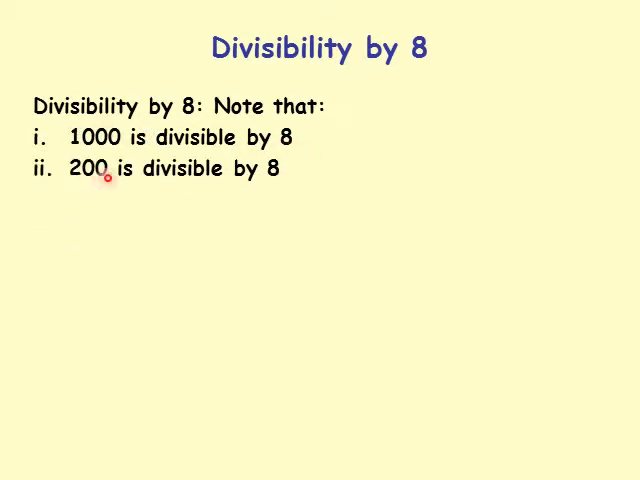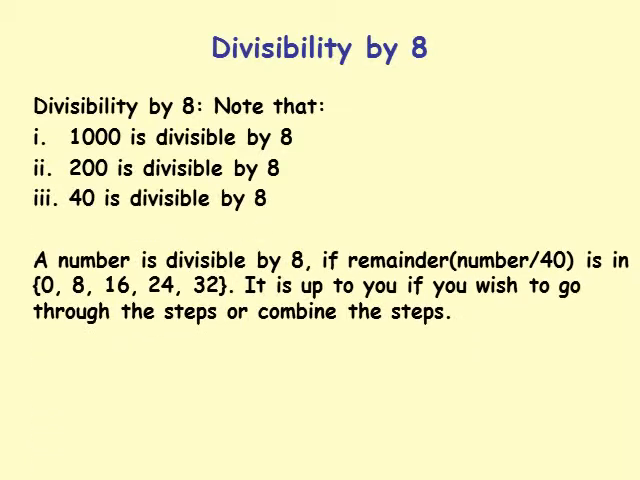Let's see what happens. 200 is divisible by 8. 40 is divisible by 8. So we're going to use this information, that 1000 is divisible by 8, 200 is divisible by 8, 40 is divisible by 8, and then let's see what happens. A number is divisible by 8 if the last remainder of the number divided by 40 is in 0, 8, 16, 24, 32. And it's up to you if you wish to go through the steps or combine the steps.